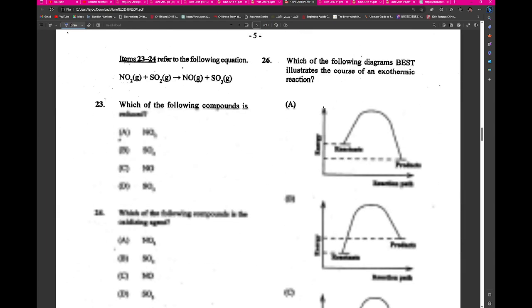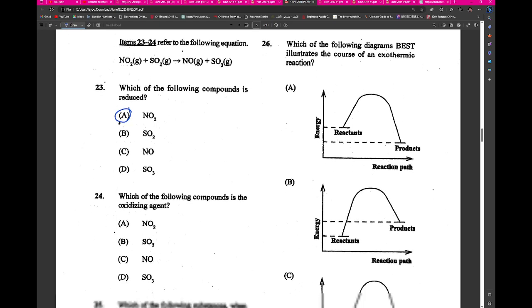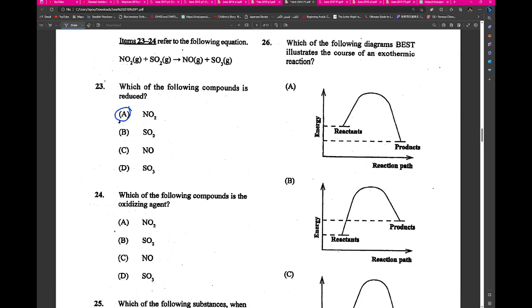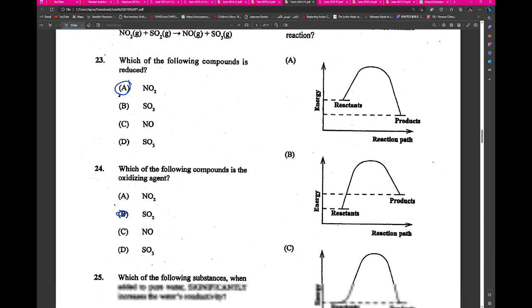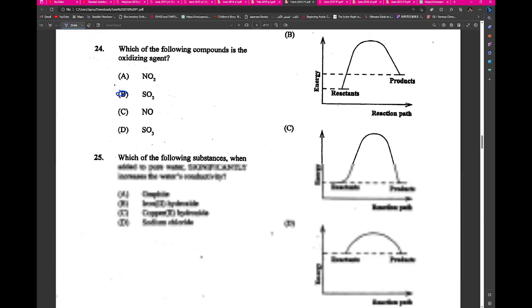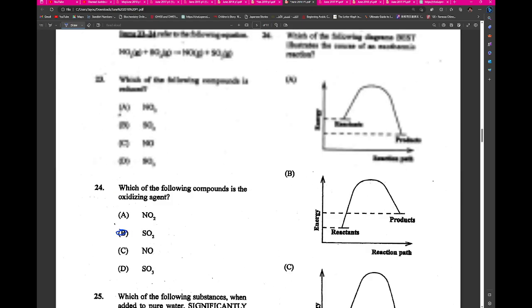Right? Which of the following compounds is reduced? So we're looking at this here. Reduction. So this would be reduced, and oxidized would be SO2. Alright, which of the following substances, when added to pure water, significantly increases water's conductivity? This would be sodium chloride.